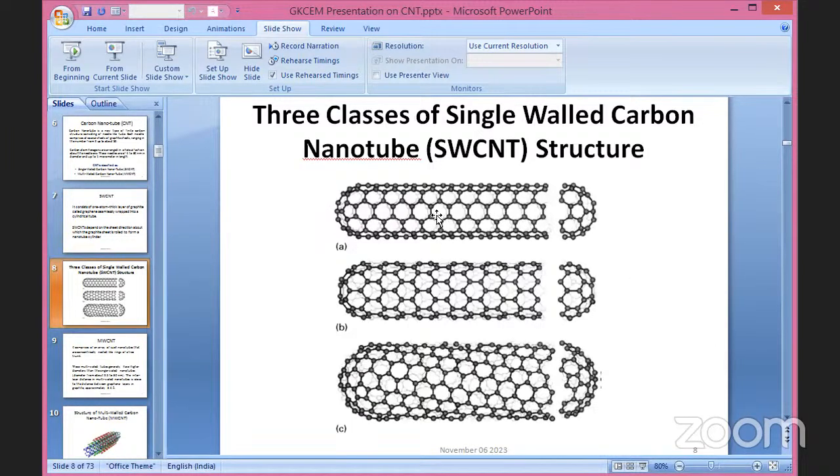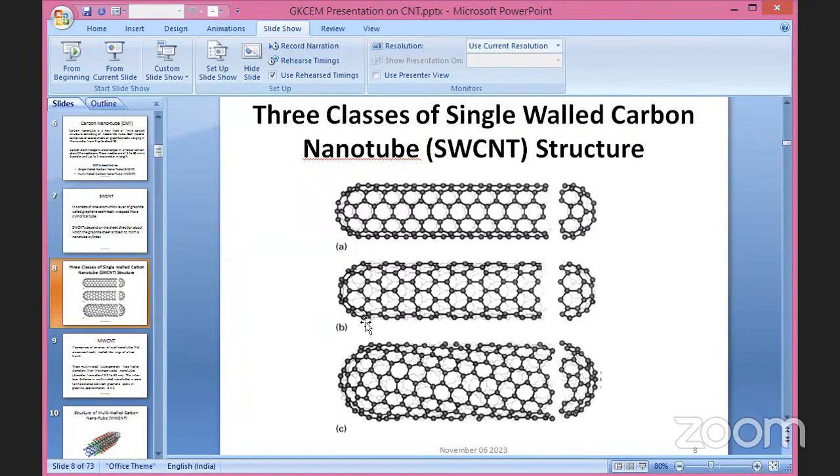There can be different types of orientations. You can see these three diagrams. All these three diagrams have slight differences in orientation. The top one, figure A, has a straight kind of structure. If you make the axis through these hexagons, you will find it is coaxial or parallel to its axis.